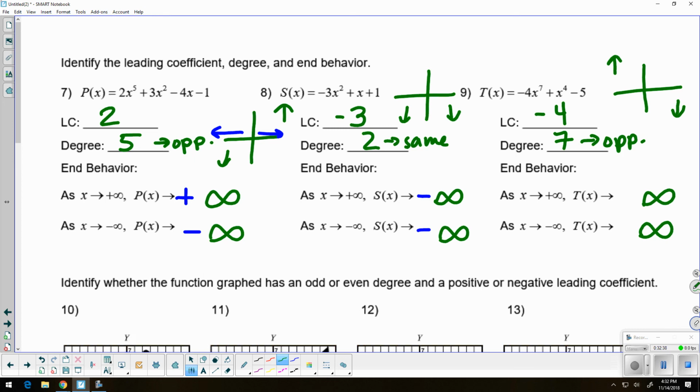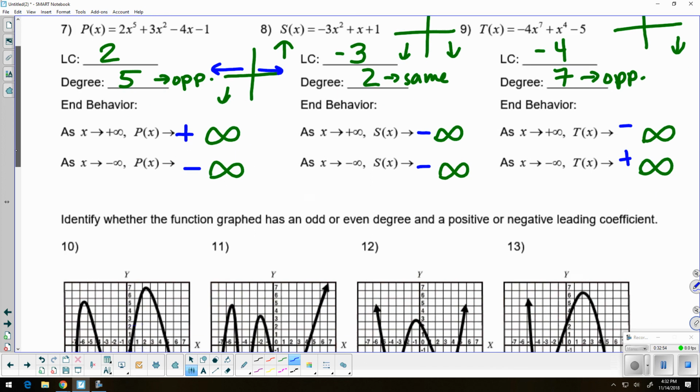Okay, so if I label this, as x's approach positive, my function actually goes to negative. As x approaches negative, my function goes to positive. Okay, so just the opposite.